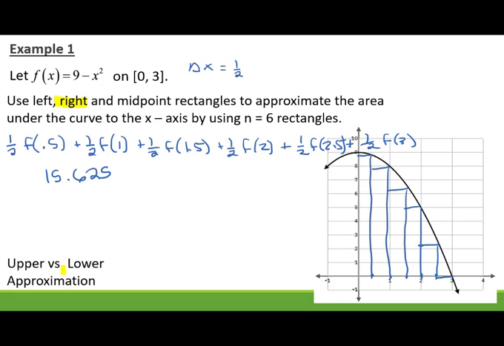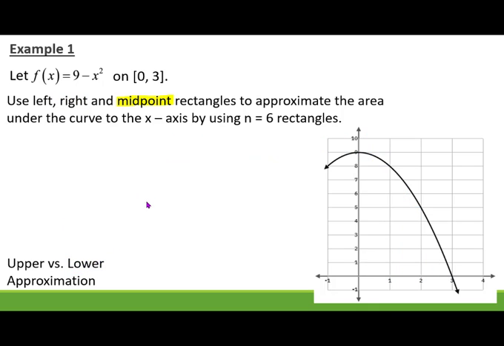So now my midpoint. So now I go 6 rectangles. Marnell, you're killing us. 6 rectangles. I go to the midpoint of the interval. So I go to 1/4. That's my height. I draw my rectangle. I go to 3/4. That's my height.